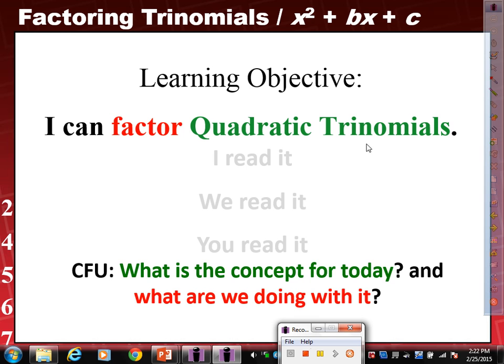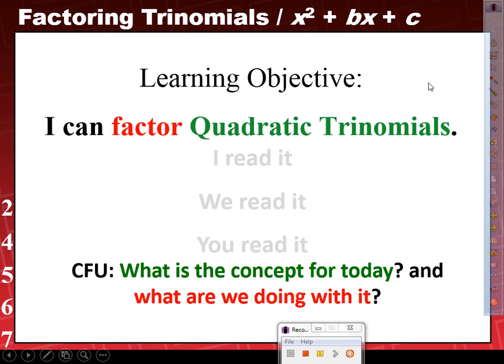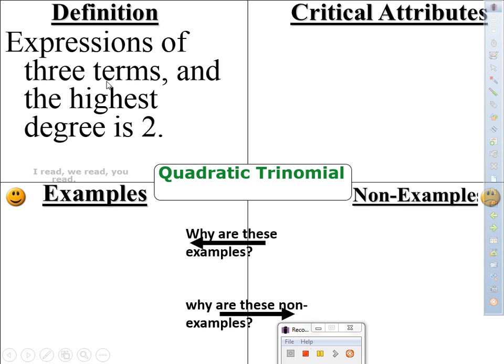For today, I can factor quadratic trinomials. Read it together. 1, 2, 3. I can factor quadratic trinomials. So what are quadratic trinomials? Quadratic trinomials are expressions of 3 terms, and the highest degree is 2. Copy that, please. Expressions of 3 terms, and the highest degree 2.